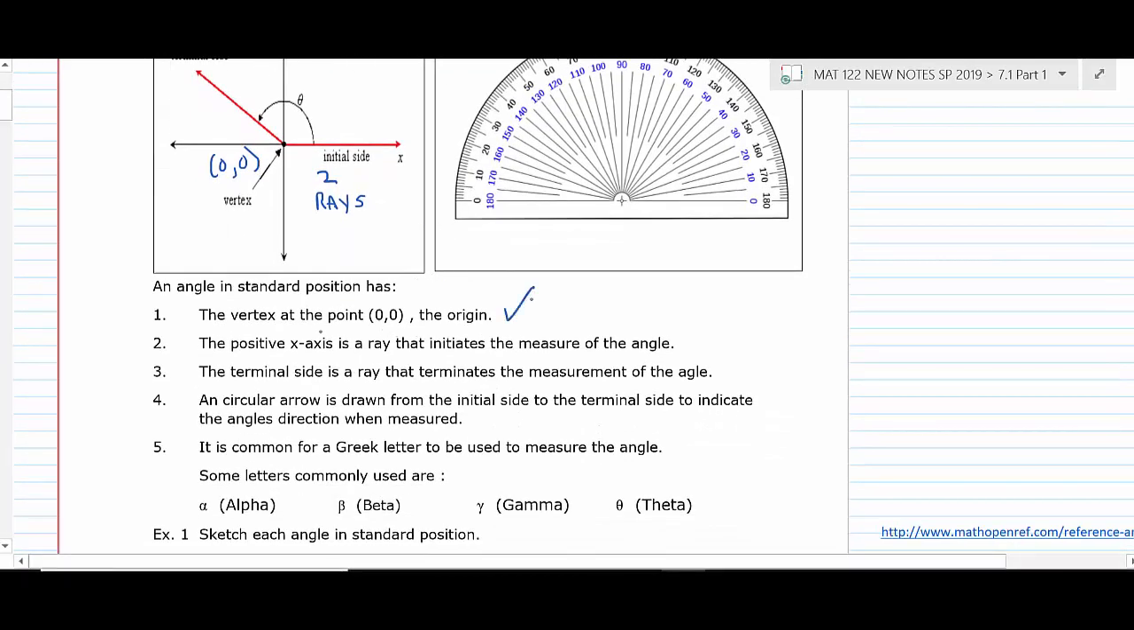So you have the vertex at 0, 0, positive x-axis is the initial side, terminal side is the ray that terminates the measurement, and that should be the angle. Okay, a circular arrow is drawn to indicate which direction it's measured. So we're going to measure this counterclockwise, so we have that circular arc like that.